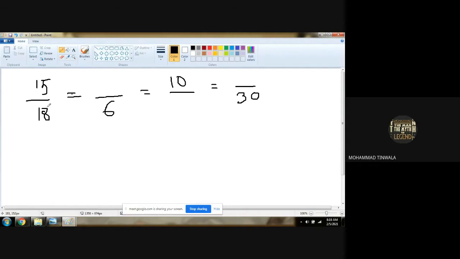Can anyone tell me? Sir, 6 3s are 18. So suppose here it is divided by 3. So if the denominator is divided by 3, can we say that the numerator also will be divided by 3? So 15 divided by 3 will be 5. Yes, sir. Are you getting it?